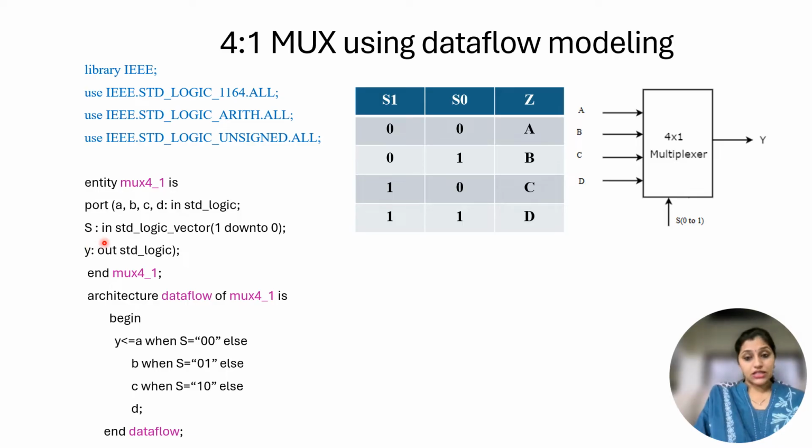So S, this is also input. When the number of bits is 2 or more than 2, then instead of writing std_logic, we write std_logic_vector. And here the length is 2 bits, so 0 to 1, or we can write 1 down to 0. S0 and S1 are 2 select lines, and Y is our output. Out std_logic, bracket complete and semicolon. Now we are done with all inputs and all outputs.